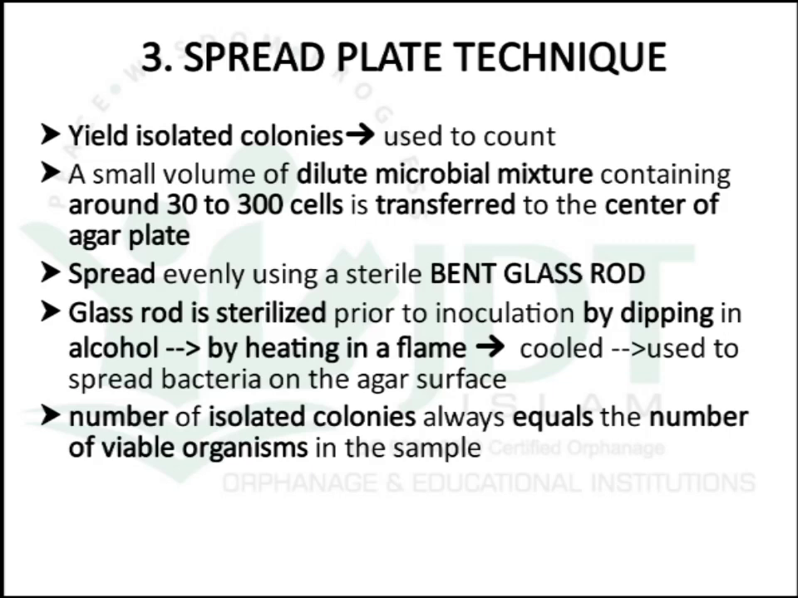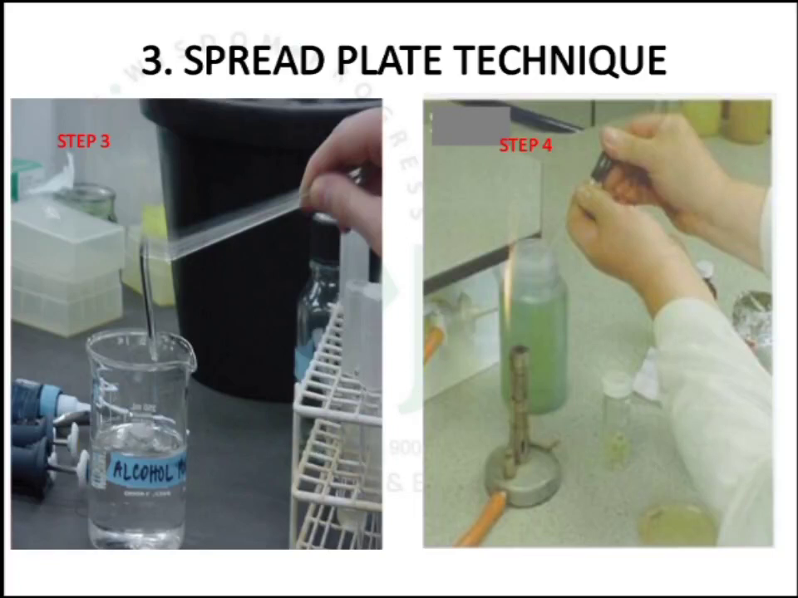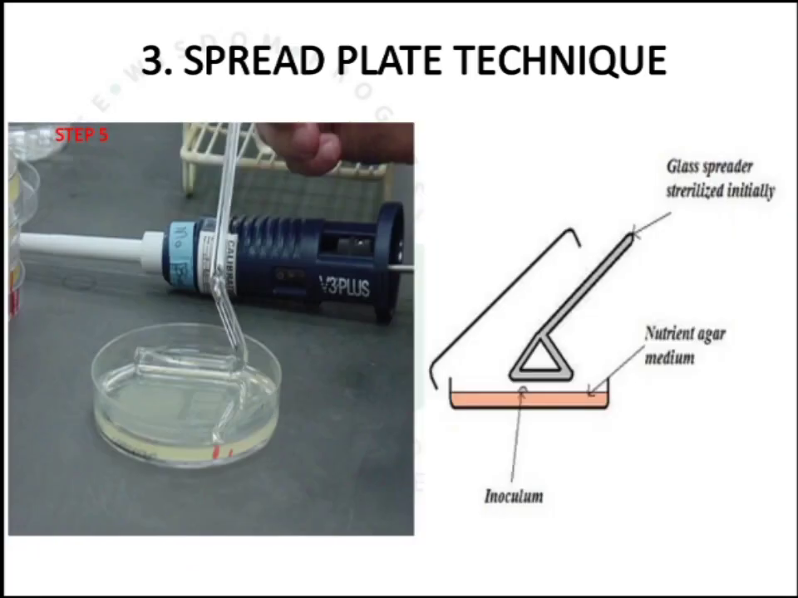So the number of isolated colonies will always equal the number of viable microorganisms present in the sample. This is the procedure: we take a diluted sample using a micropipette and place it in the center of fresh solid culture media. Then we take a bent glass rod, dip it in alcohol, heat it in the flame, and after cooling, spread the suspension of microorganisms over the entire surface of the fresh culture media. So that is the spread plate technique.